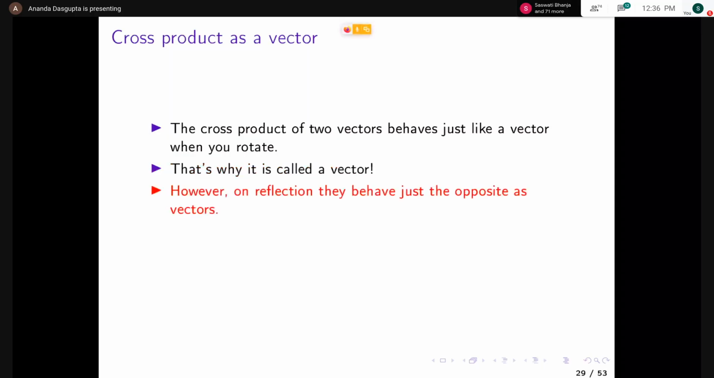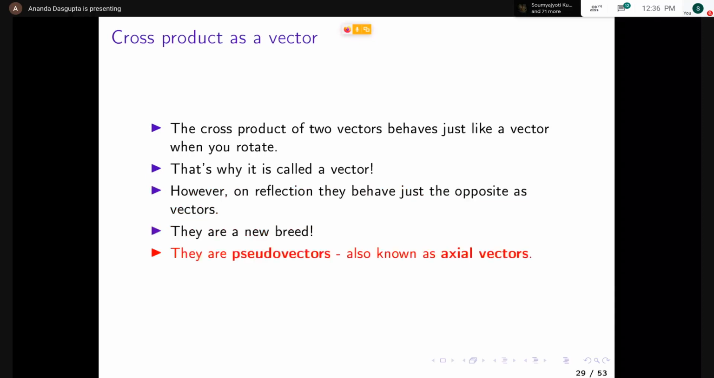However, on reflection, they behave just the opposite as vectors. Whatever a vector does, a cross product of two vectors does exactly the opposite thing. So they are a new kind of thing, not really a vector. They are called pseudovectors, as many of you know, also known as axial vectors. The term vector in the name simply is a remnant of the fact that they are vectors as far as rotations are concerned, but they are really not vectors when you talk about rotations and reflections. In particular, under reflections, they behave differently.